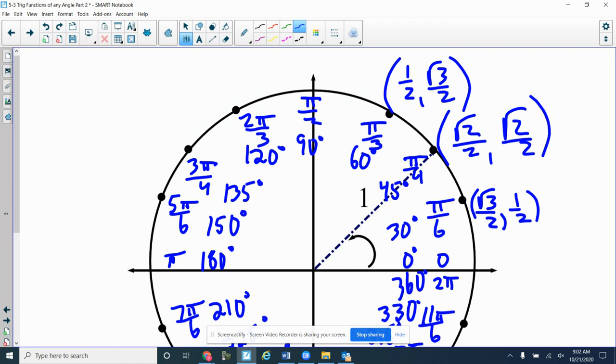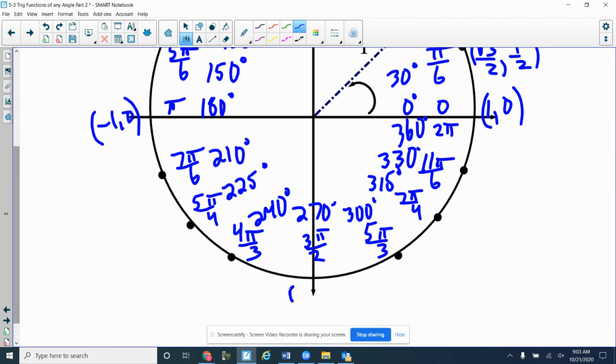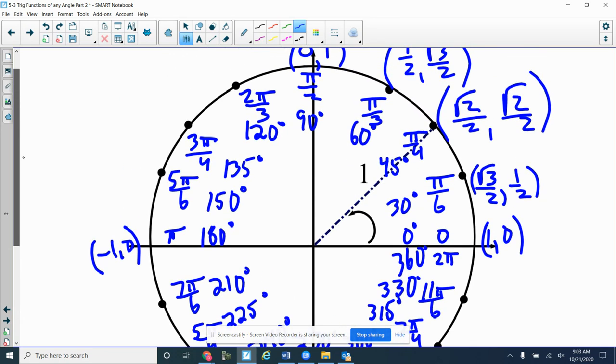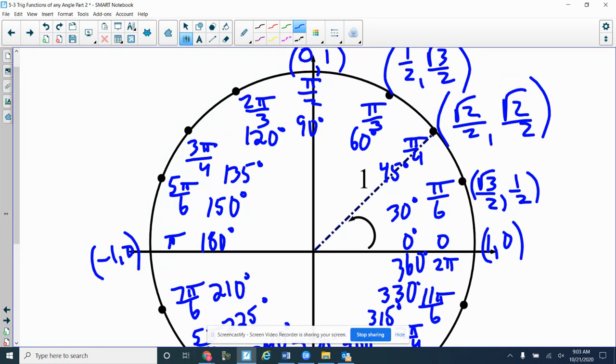Now, one little minor detail I left out. The reason it's called a unit circle is because the radius of this circle is 1 unit. That's slightly important because it tells you that this coordinate over here is 1, 0. Up here would be the coordinate 0, 1. To the left, -1, 0. And then down there, 0, -1. Once we have that information, you should be able to fill in the rest of that circle.